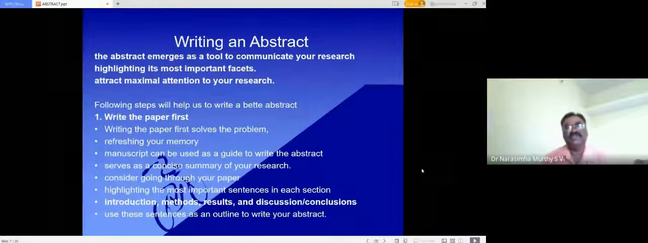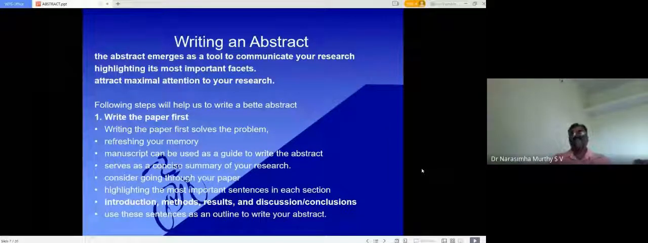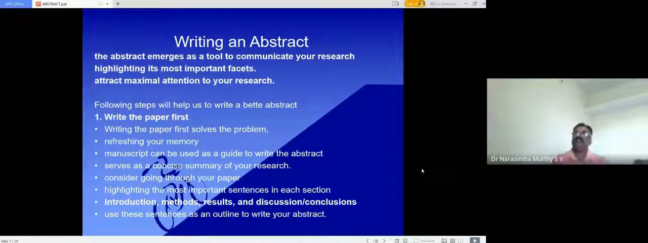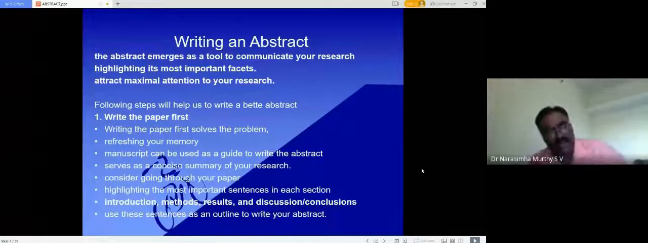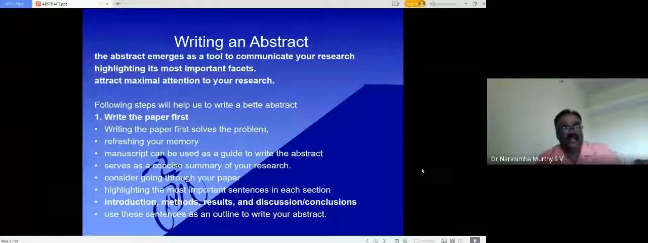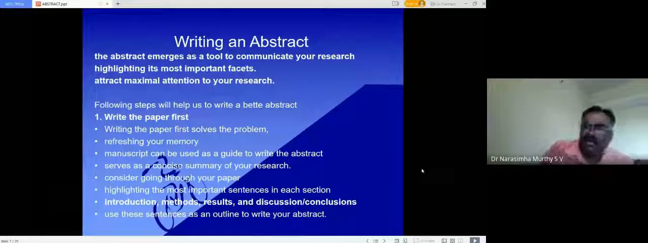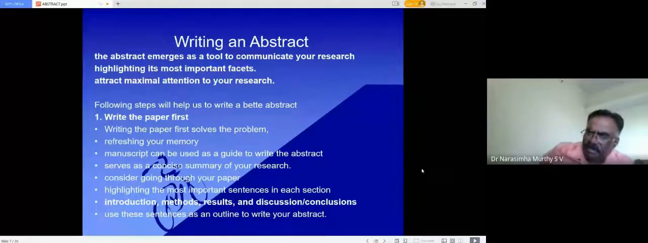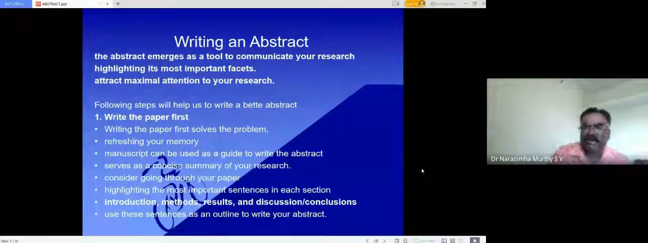First and foremost thing, let us write the paper first. Let us complete the article, the research paper. And I have seen some of my friends doing this: first they make an attempt at writing the abstract. This may not help them much in writing a better abstract. Instead, we can prepare an outline of the paper and complete the paper. Once you complete the paper, this will solve all the problems.